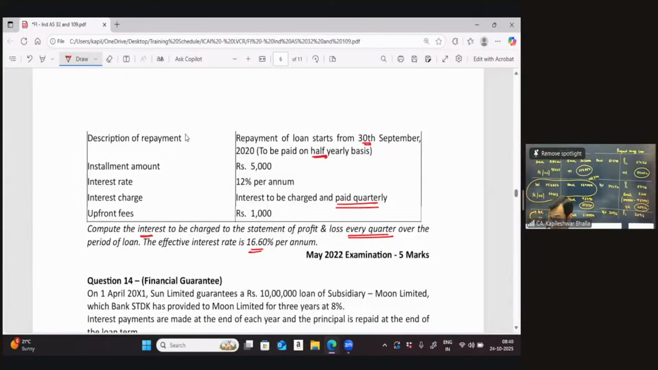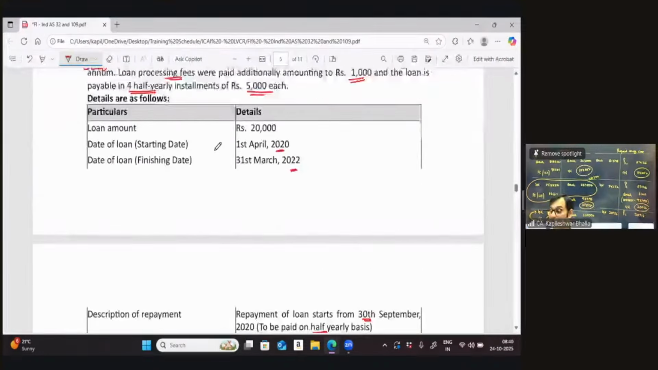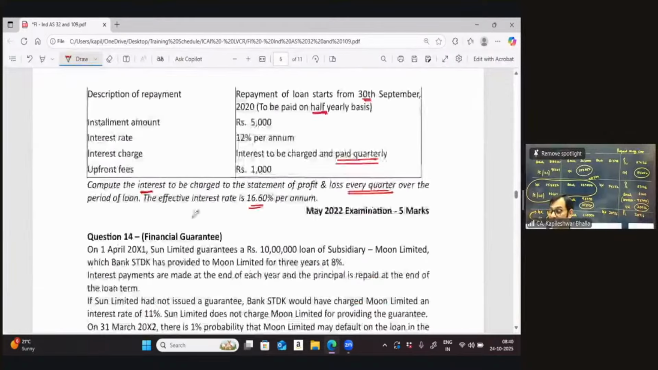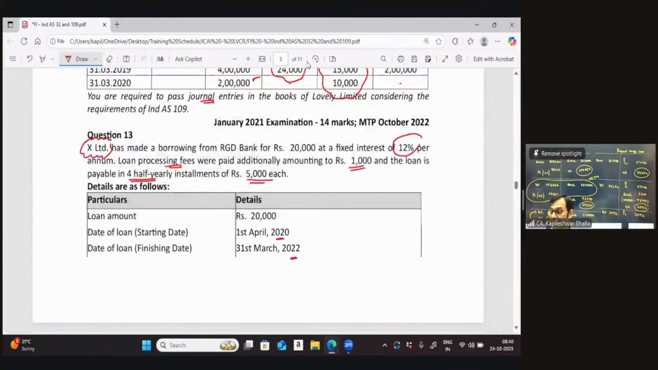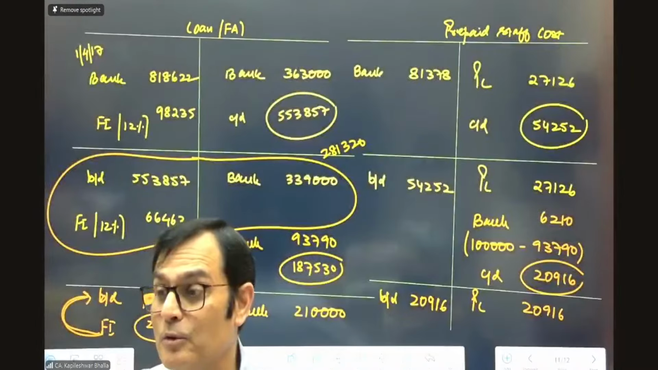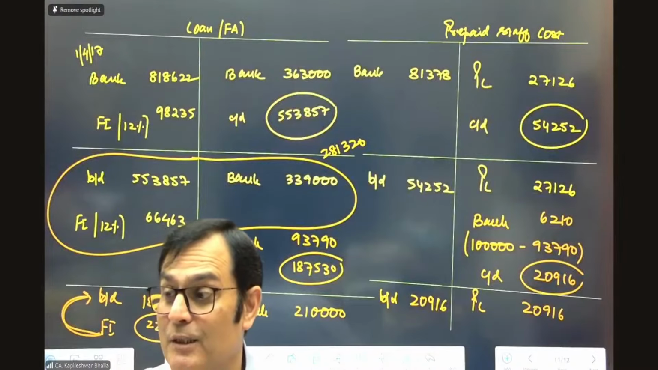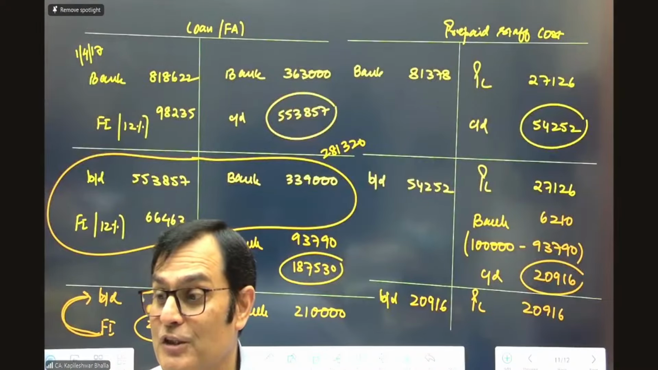By the way, I'm still waiting for inputs on how you tackle the processing fees in this particular case in the books of X Limited, because we are required to do the entries in the books of X. So any inputs, what are you going to do in the books of X Limited for the processing fees charged?